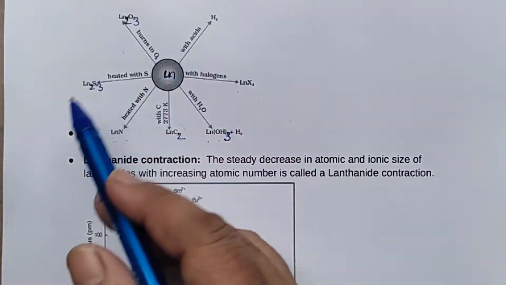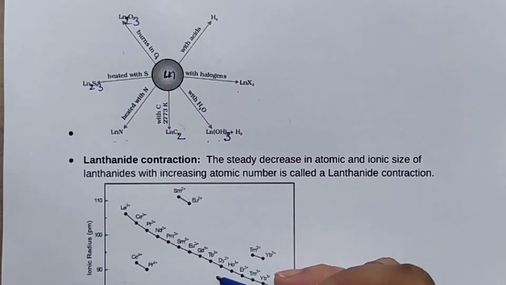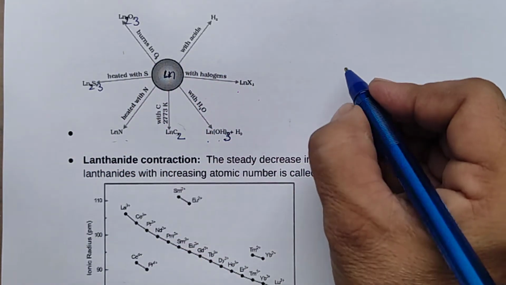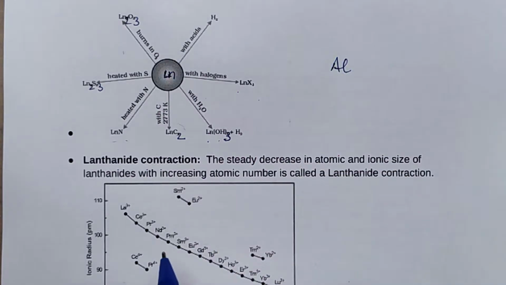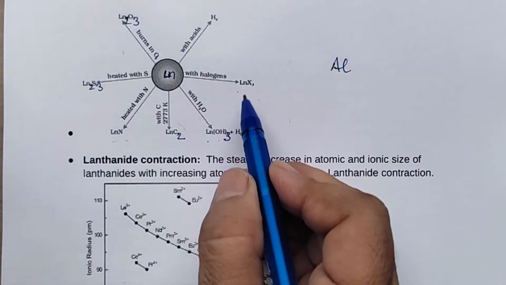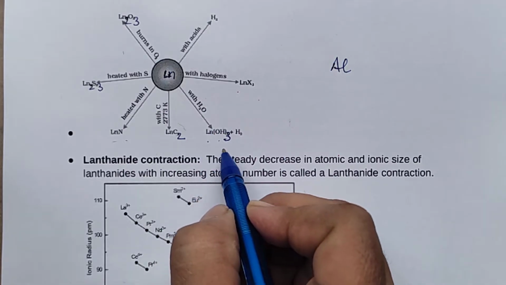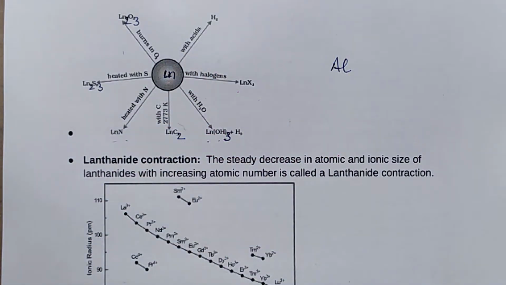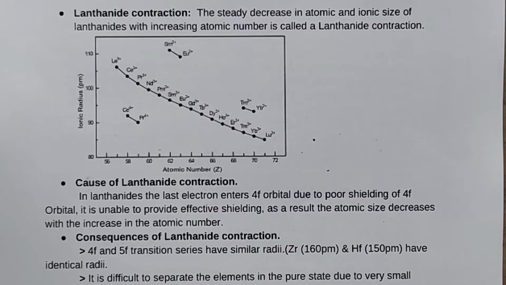So what you find is all the properties of lanthanides are similar to aluminium. We write AlX3, Al(OH)3. You can check. All the properties are very much similar to aluminium. Okay. Now, moving on to the next topic, that is lanthanide contraction, a very important topic of lanthanides.